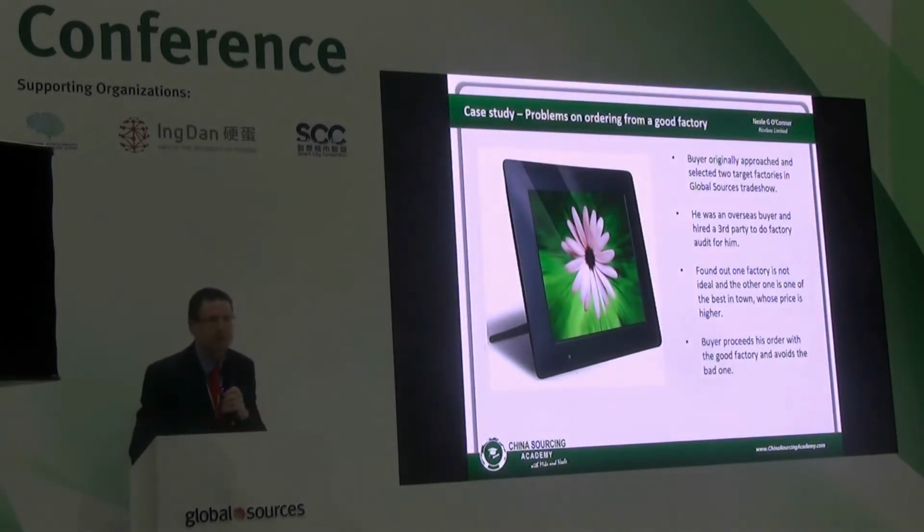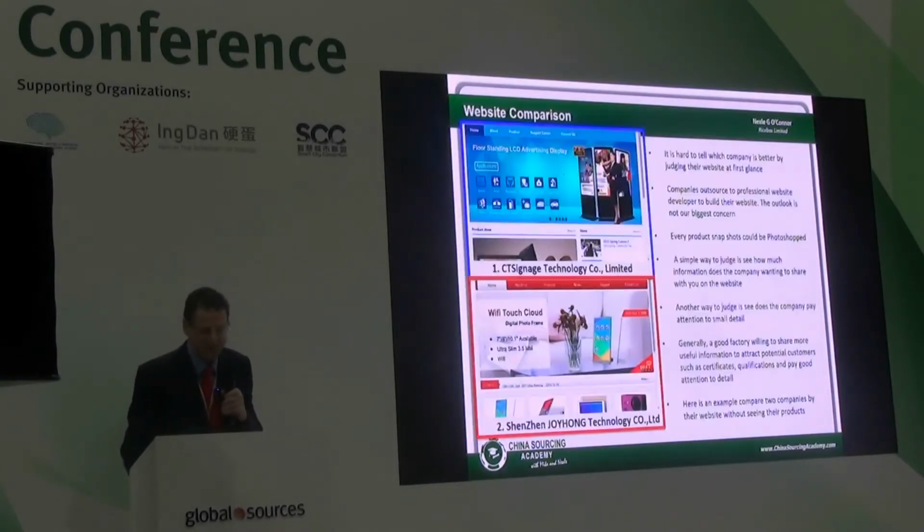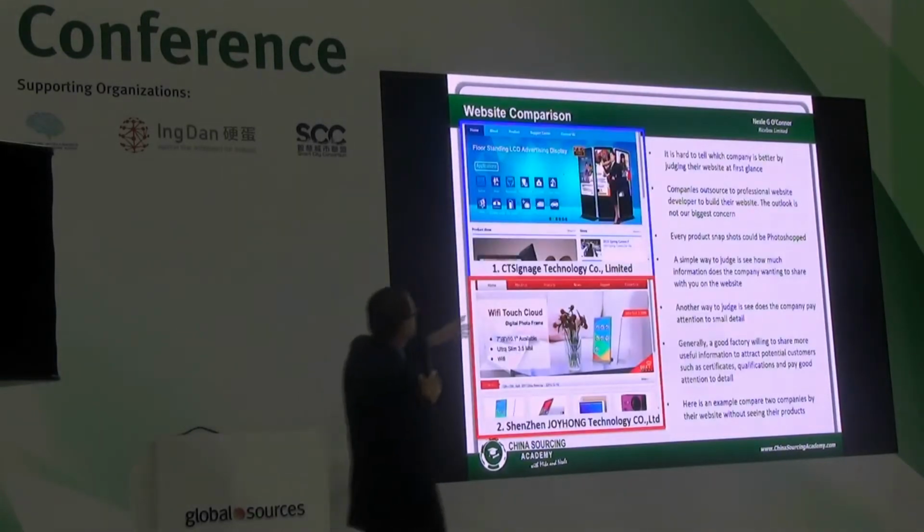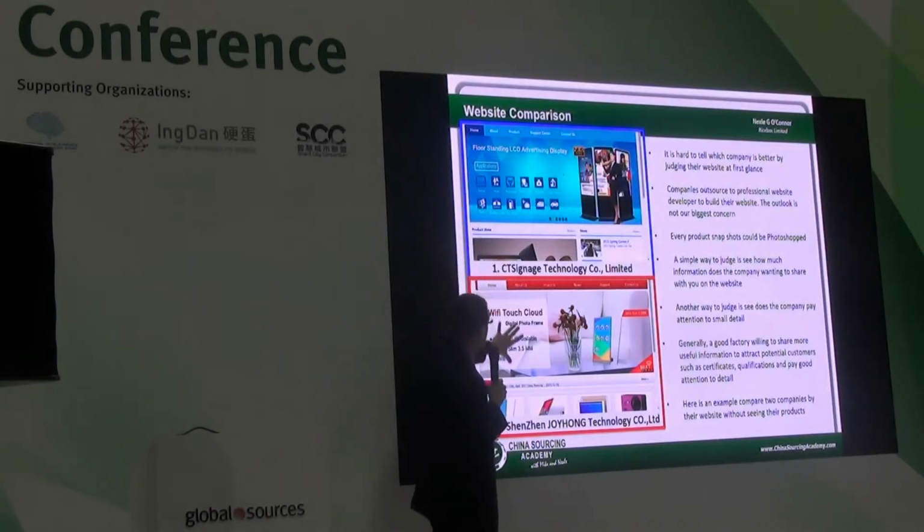So where do we start our audit? We do desk research. Brian, is that right? Desk research first? All right, so we go to the website. So we have the blue and we have the red. We have CTS signage and Joyhung.